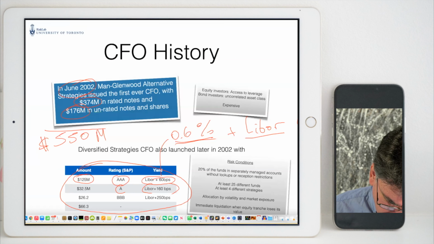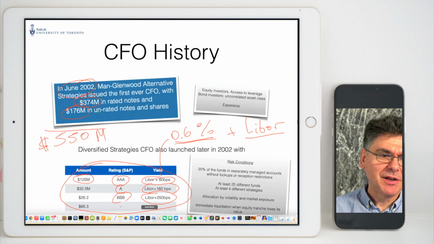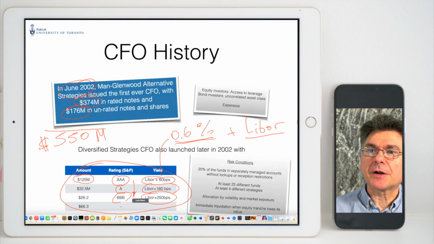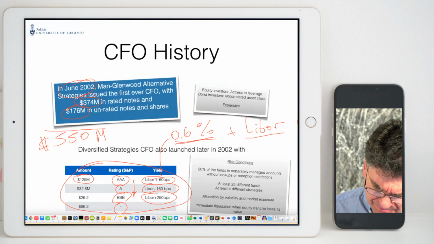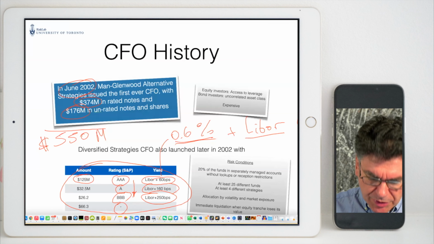The next one is rated BBB and has LIBOR plus 250 basis points, much higher. See, why is the return higher? Why is the yield higher on these bonds? Because the probability of loss is higher. That's how it goes. Okay? And then the last one is the unrated note. It's 66 million.